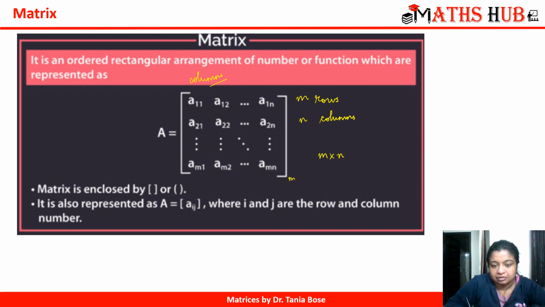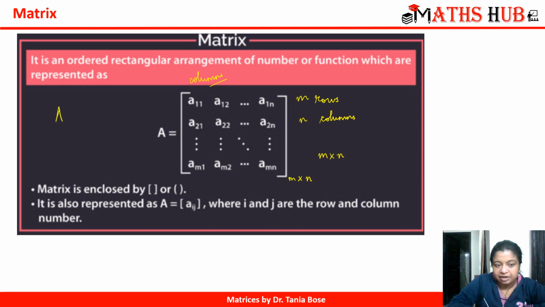So when we write m cross n, m depicts the number of rows and n depicts the number of columns, right? So any matrix is enclosed. When you put the numbers, we enclose them in the form of a round bracket or in the form of a square bracket, right? And the general element of a matrix is represented as Aij.